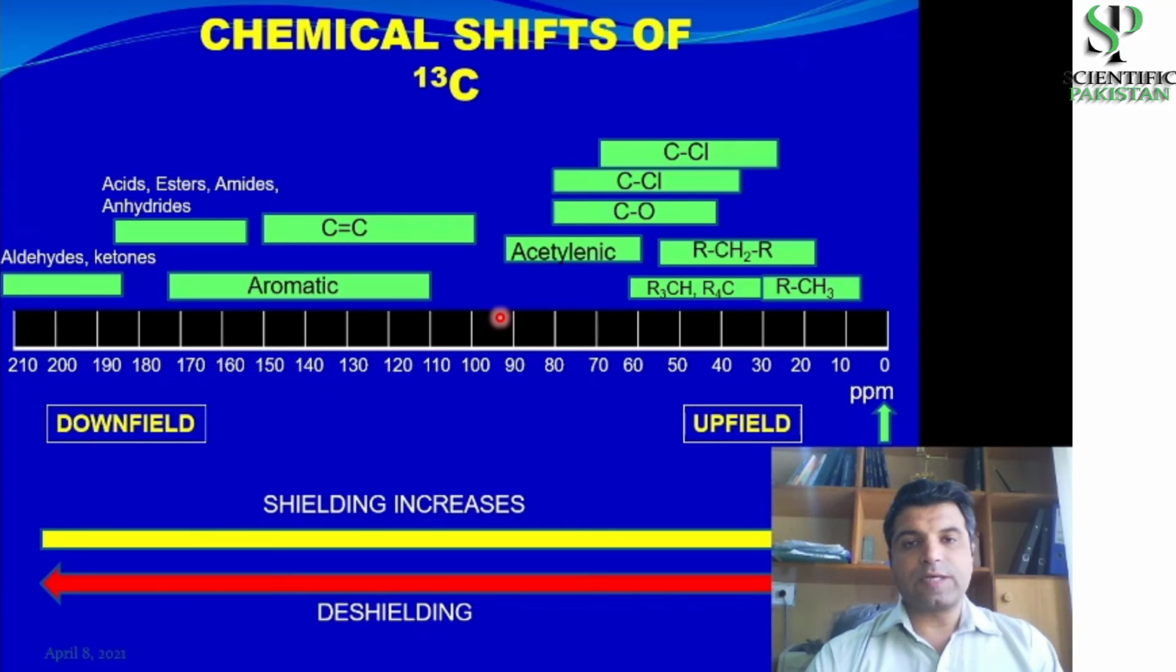So this is an introduction of the carbon-13 NMR spectrum, and we will jump on to the structure elucidation part after this, and we will see how we can use proton and carbon-13 NMR spectra for determination of the structures of the molecules.